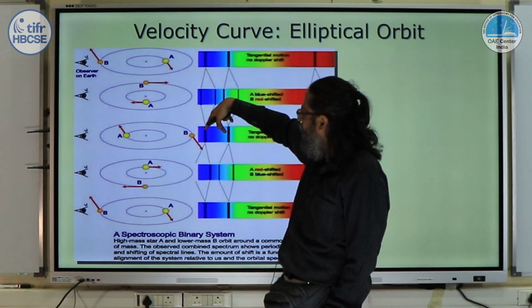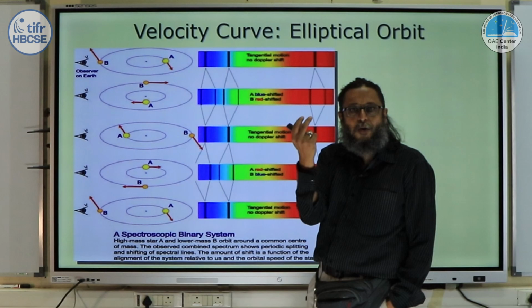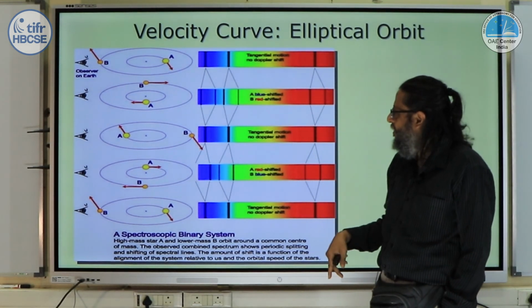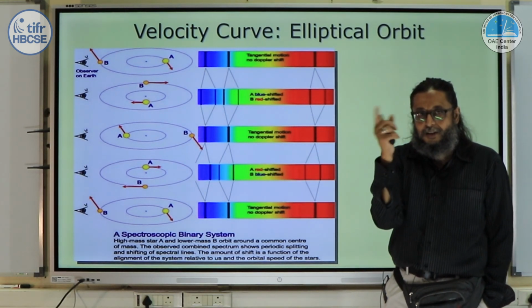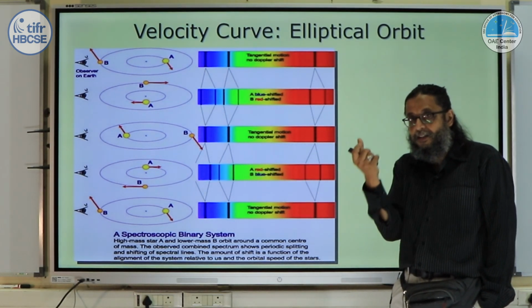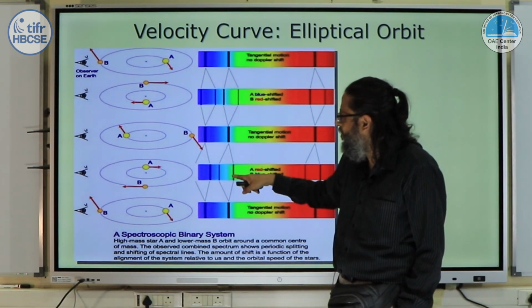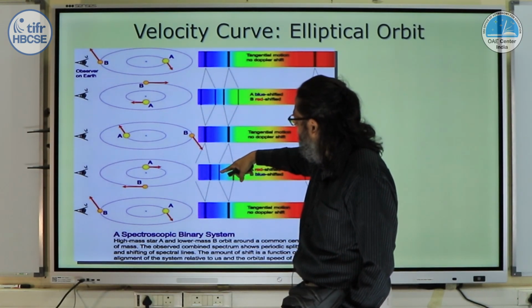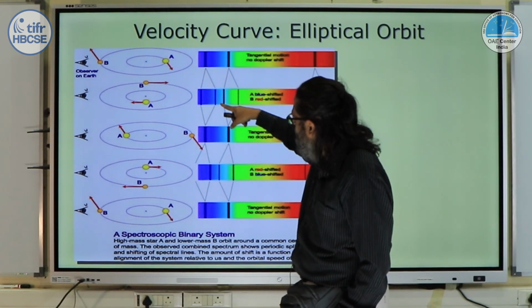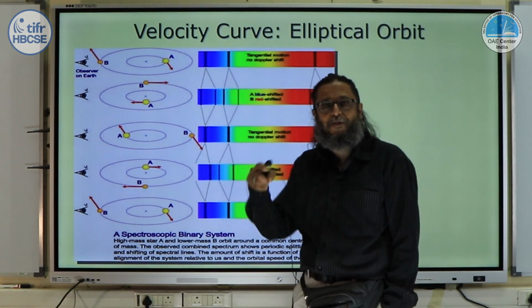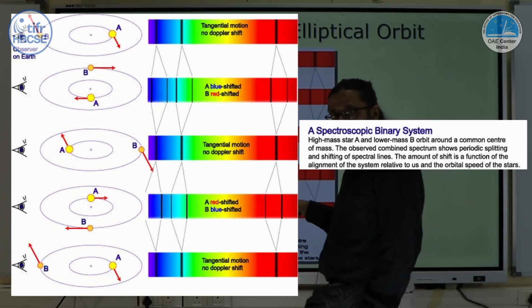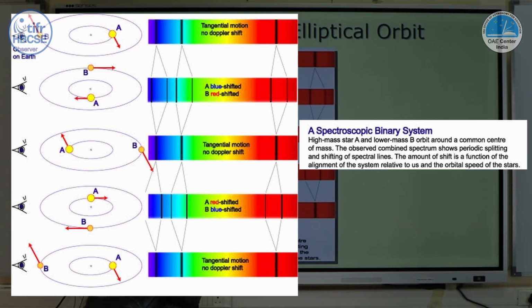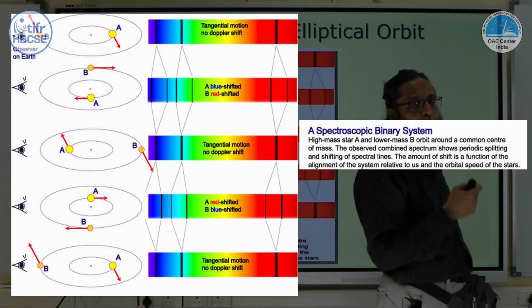One half is blue shifted, other half is red shifted. And then again they combine, they form the same line, and then again the shift, but now the shift is opposite. The star that had blue shifted will become red shifted, the star that was red shifted will become blue shifted. So you can see the pattern out here. Okay, what was red shifted has become blue shifted and vice versa. Okay, so this is a very good example of a spectroscopic binary system. In fact, this is not an example, this is a schematic of a spectroscopic binary system.